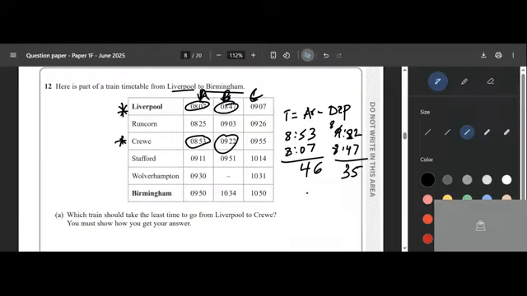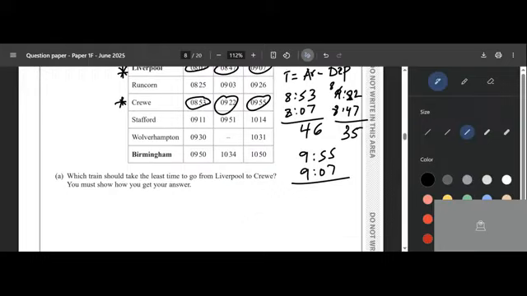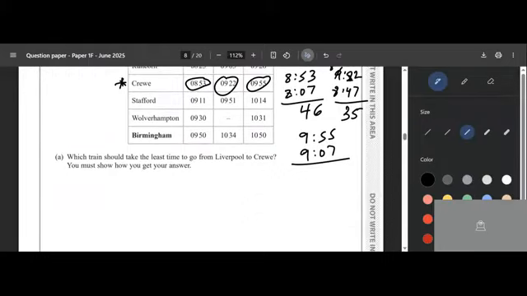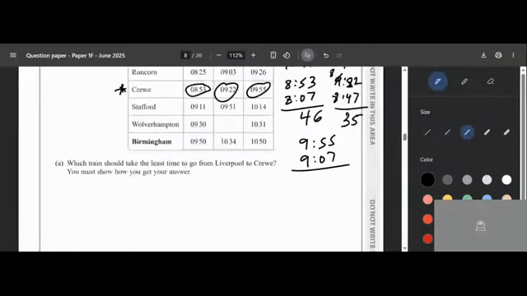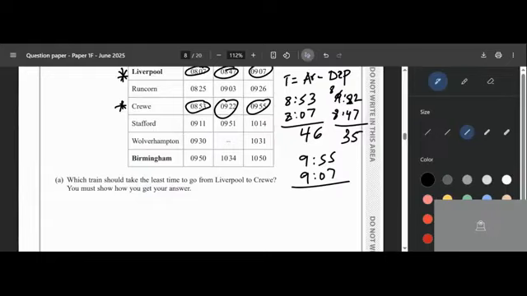The last one we have 9:55, and we subtract from 9:07. This working can be done down here. I'm just doing it beside so that we can have a clear view of the table as well as the working, but we have plenty of space here where you are supposed to be doing that working. So we can subtract 7 from 55, this gives me 48.